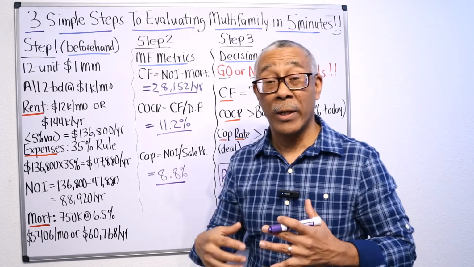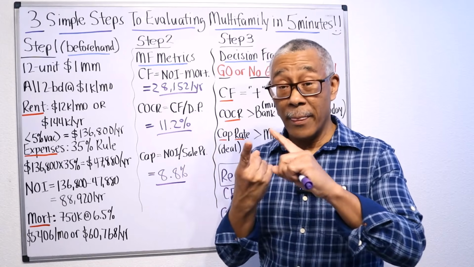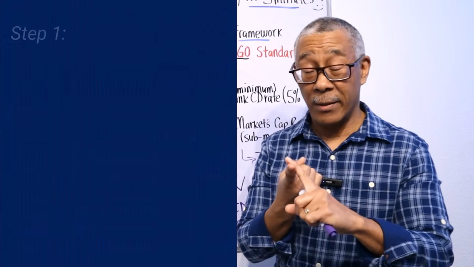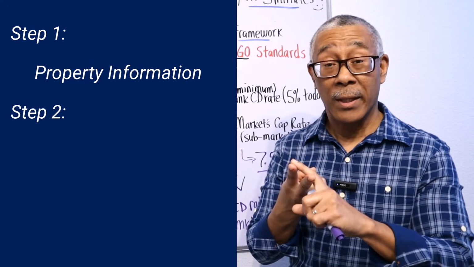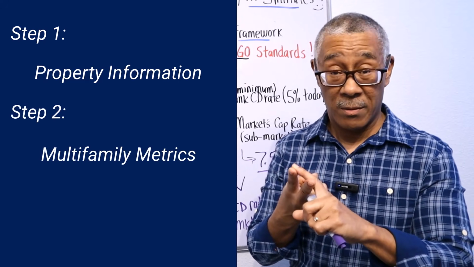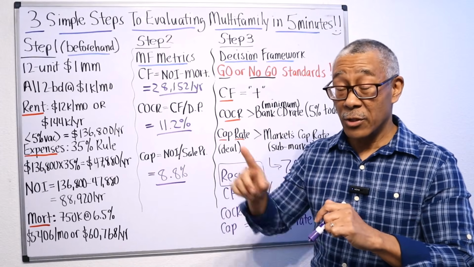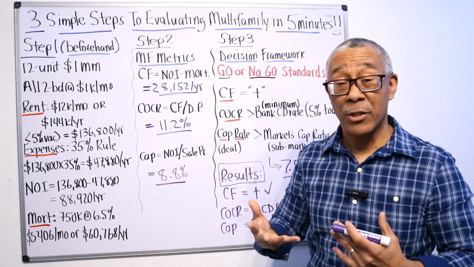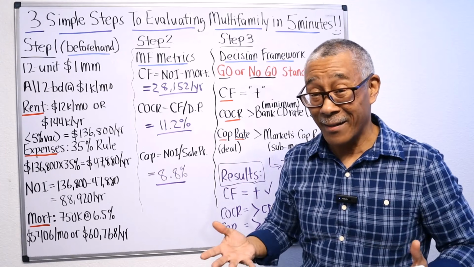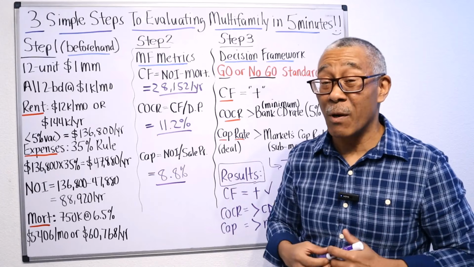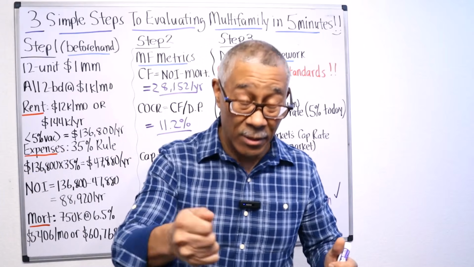I am going to quickly summarize this because I really want you to get this. The 3 simple steps are, and it's going to appear on the screen here: step 1 is to gather information. Step 2 is your multifamily metrics. And step 3 is your decision framework. You need all 3 to do a thorough evaluation, or even an initial evaluation, of your multifamily deal. Got it? All right. So you can take those to the bank. This is what we teach our students to do, and this is why they're so successful all across the country. These basics are instilled in them.